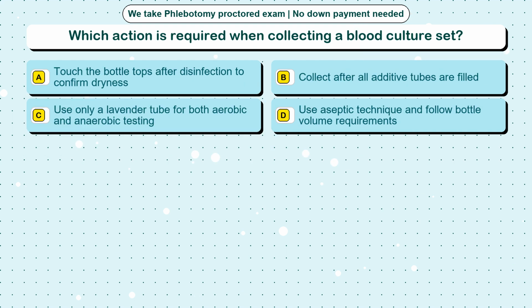Question 88. Which action is required when collecting a blood culture set? Option A. Touch the bottle tops after disinfection to confirm dryness. Option B. Collect after all additive tubes are filled. Option C. Use only a lavender tube for both aerobic and anaerobic testing. Option D. Use aseptic technique and follow bottle volume requirements.